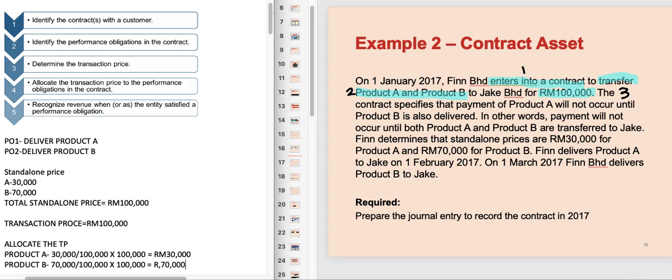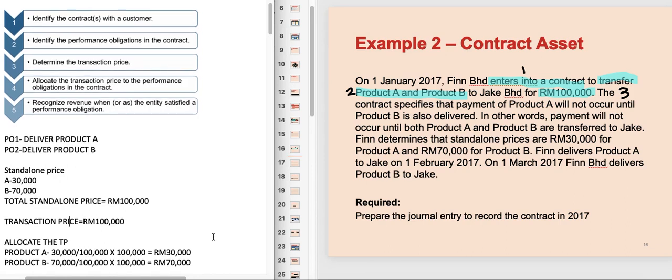Of course, you see from this example, it came back to the transaction price, but basically this is how you calculate the allocation. Not necessarily you will get back to the standalone price. Okay, it just happened that the total of standalone is equal to the transaction price. So this is the allocation. All right.